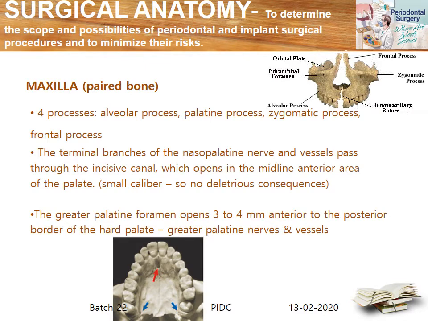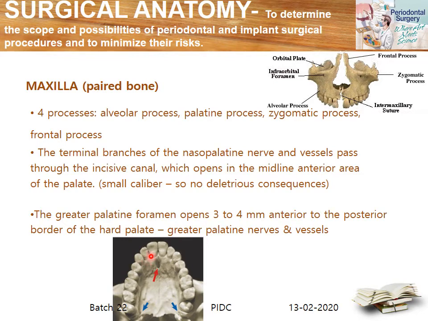Next, coming on to surgical anatomy, this is mainly discussed here to determine the scope and possibilities of the periodontal and the implant surgical procedures and to minimize their risks. So coming on to the maxilla, this is a paired bone and it has 4 processes, which include your alveolar process, your palatine process, your zygomatic process, and your frontal process. You can see it very clearly.